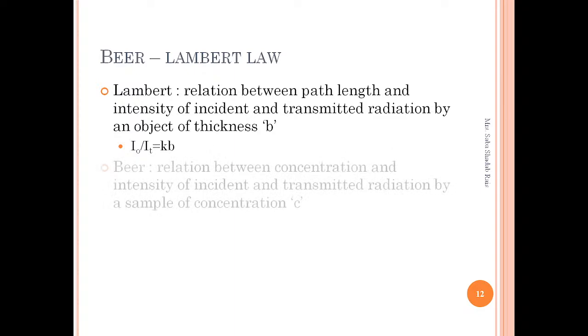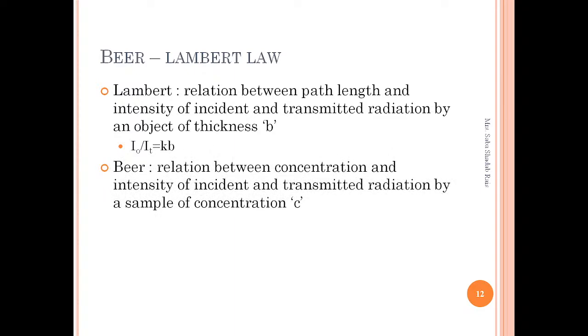In the same way, Beer studied the relation between the concentration and the intensity of the incident and transmitted radiation by a sample of given concentration. So here also the absorbance is related to K'C. Here K is again a constant, but we have taken K dash so that when we combine the two relations we do not get confused between the two K's. So I have written K dash into C, where C is the concentration.